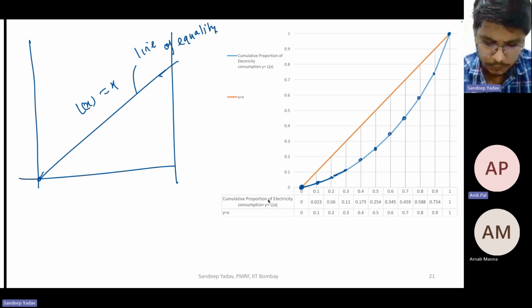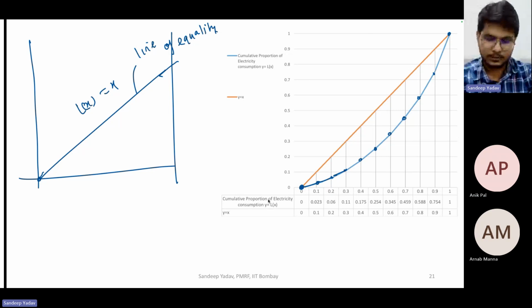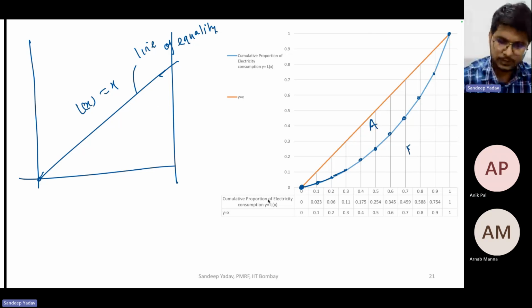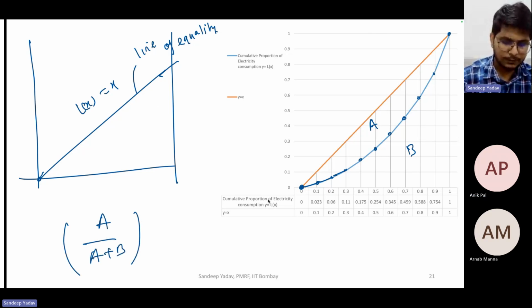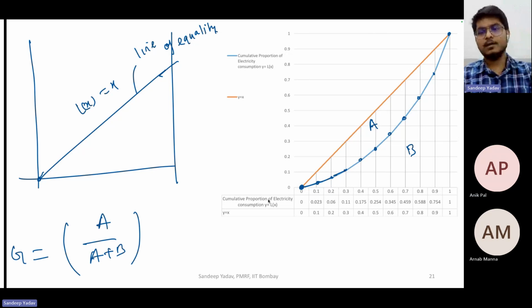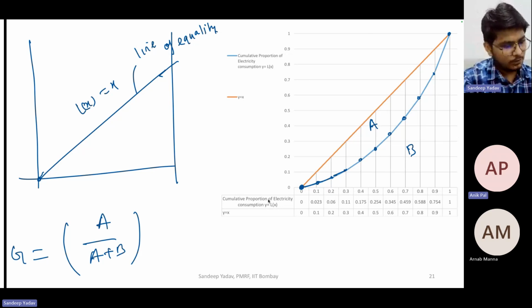Okay, so now we have to calculate for the Lorenz curve. This will be the A, this will be the B. Gini coefficient will be A upon A plus B. So we have to calculate the area between these curves. Correct. So how will we calculate?